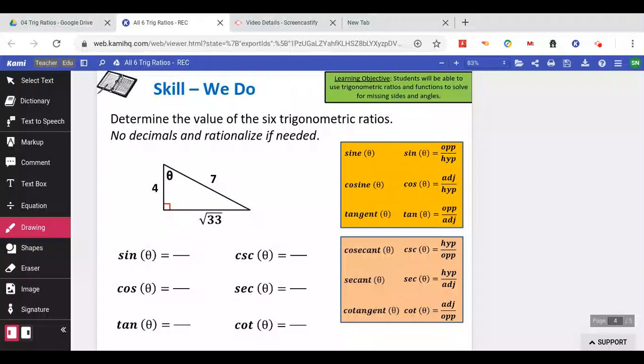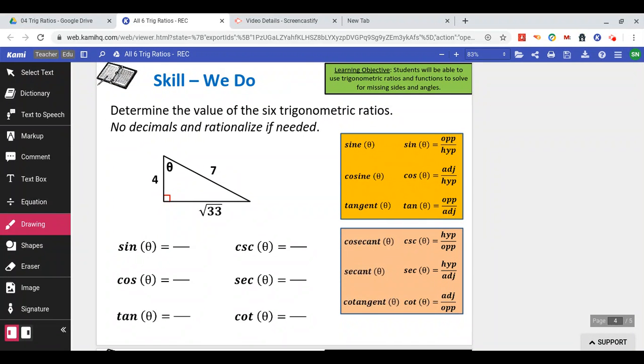Hello, this is part 2 of the video all 6 trig ratios. As previously stated, in this problem you're going to look at all the trigonometric ratios. Before, we used to have opposite over hypotenuse being sine, cosine being adjacent over hypotenuse, tangent being opposite over adjacent. Now we are introducing also the cosecant, secant, and cotangent, and their corresponding ratios are right here.